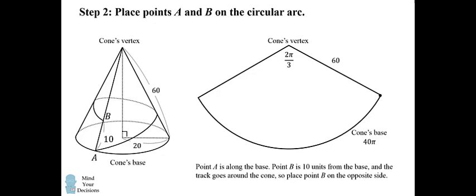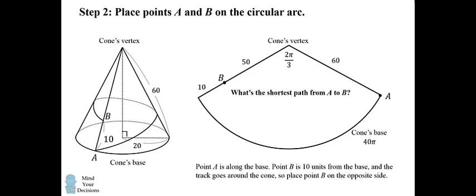So let's place point A on the right-hand side of the circular arc. We want to place point B on the other side of the circular arc and 10 units away from the base. So it'll be 10 units from the end of the arc, and it'll be 50 units from the vertex, because the radius is 60.